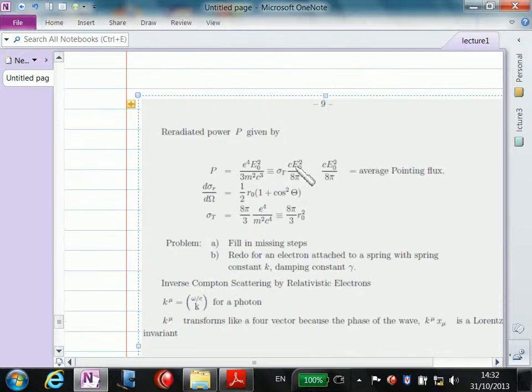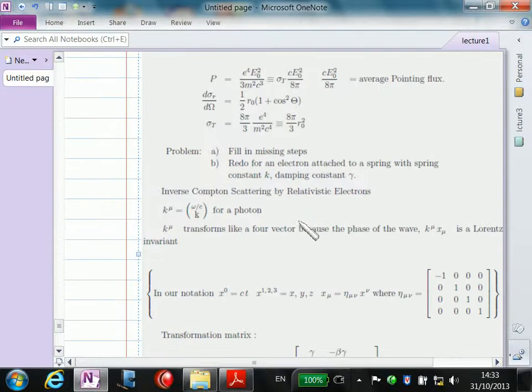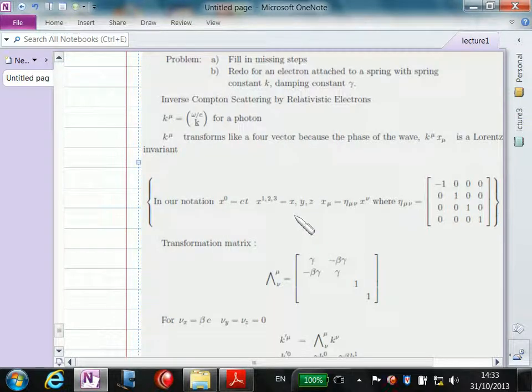So you compare the power radiated to the incident flux, and you get a cross section, and it's this. It's the Thomson cross section. And if you have a relativistic electron, you go into the frame of the electron. If the photon energy is still much less than the electron rest mass, you can ignore recoil and treat the photon as a wave.